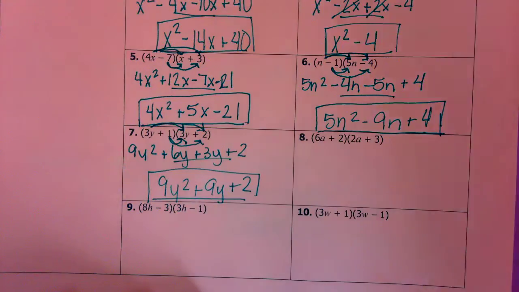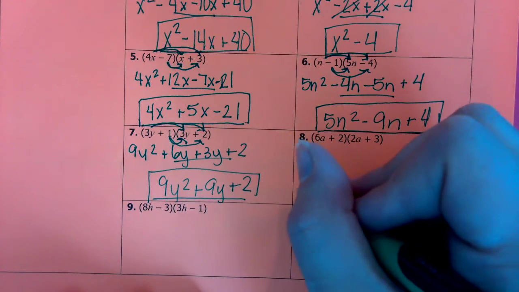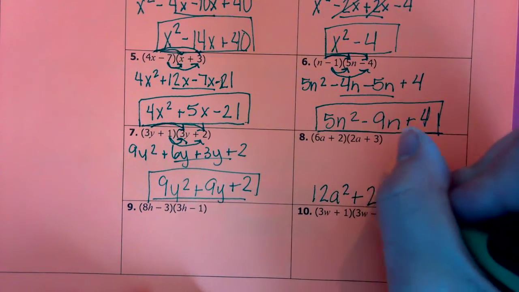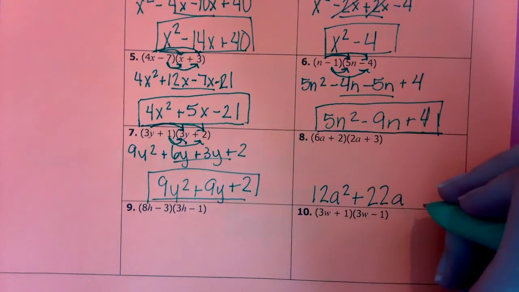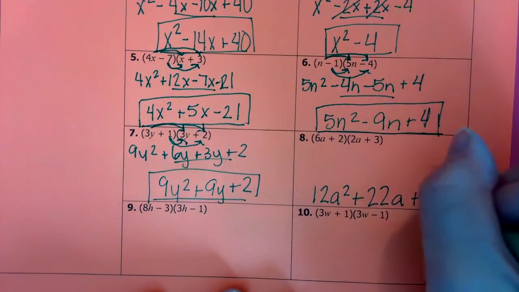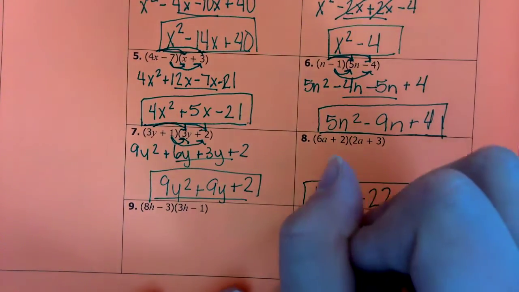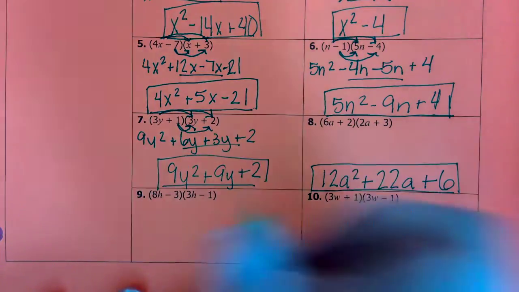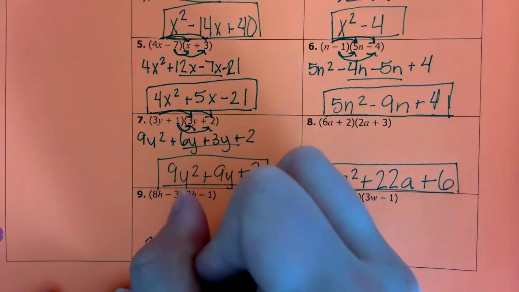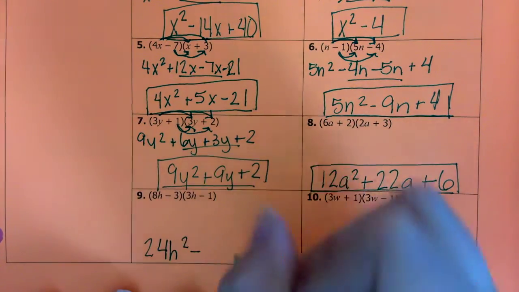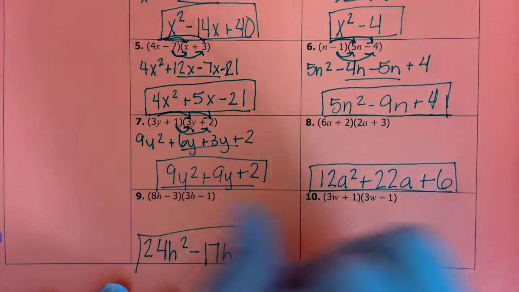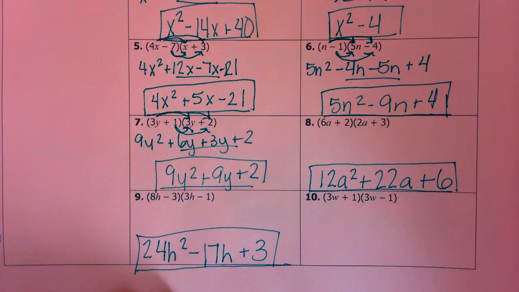Okay, on your next one, for your final answer, you should get 12a squared plus 22a plus 6. If you're not sure how you got that answer, double check your multiplication, message me and I can walk you through that. Number 9, for your final answer, you should have gotten 24h squared minus 17h and then plus 3. If you didn't get that final answer, go back and double check and make sure you multiplied those negatives properly and everything looks good there.